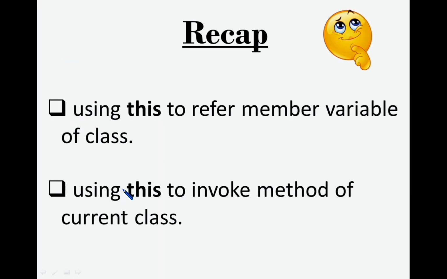A small recap. So far we discussed two cases in which we used this. First, this keyword is used to refer to the member variable of the class when we are using the same name for the member variable and the parameter. Whereas in case 2, this keyword is used to invoke the method of the current class.